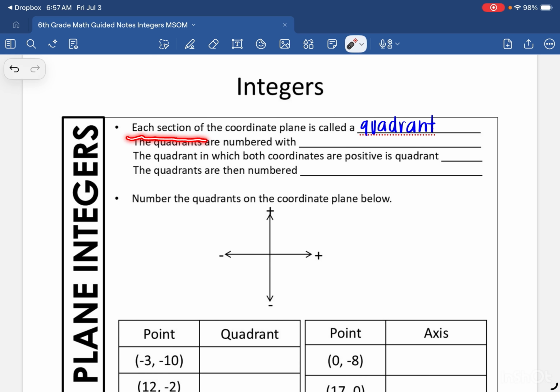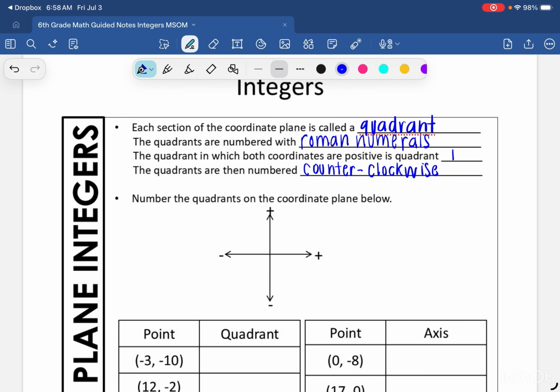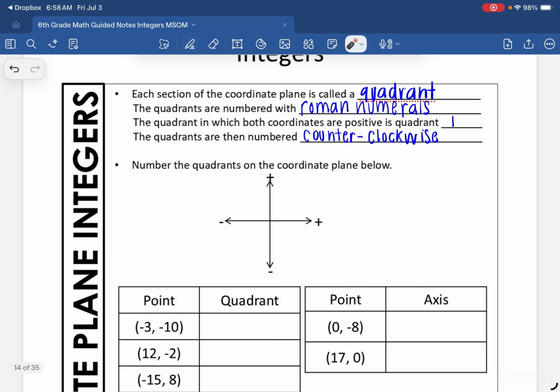Each section of the coordinate plane is called a quadrant. The quadrants are numbered with Roman numerals. The quadrant in which both coordinates are positive will be quadrant number 1. The quadrants are then numbered counterclockwise. Number the quadrants on the coordinate plane below.